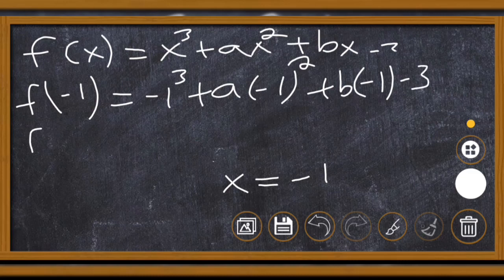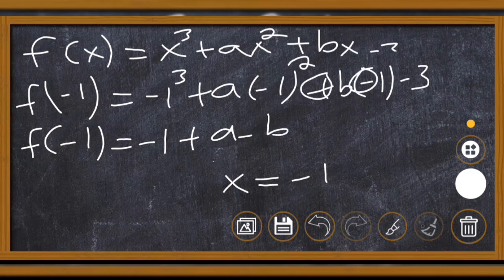So let's further simplify this. We have negative 1 raised to power 3, it's negative 1. Then negative 1 raised to power 2 is positive 1. Then positive 1 multiplied by a, it's positive a. Then positive b multiplied by negative 1, it's negative b, since positive multiplied by negative is negative. Whenever you have opposite signs, it always gives negative. So here we have negative 3.